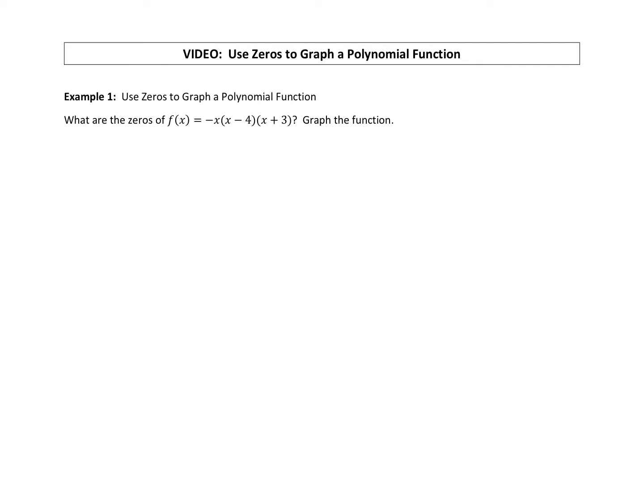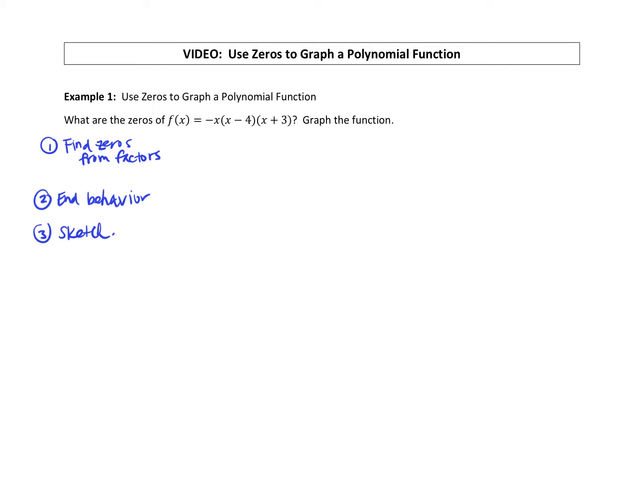All right, in this video, we are going to graph a polynomial function. We're just going to sketch the graph, but we're going to do this by using the zeros. So just to outline what our process is going to be, we are going to first find the zeros of the function from its factors. Then we're going to find the end behavior. And then we'll be ready to sketch our graph.